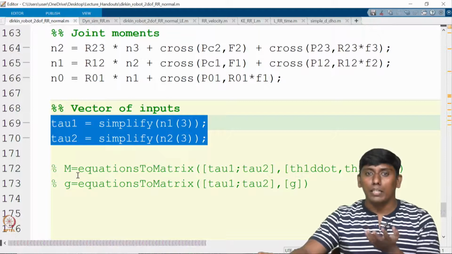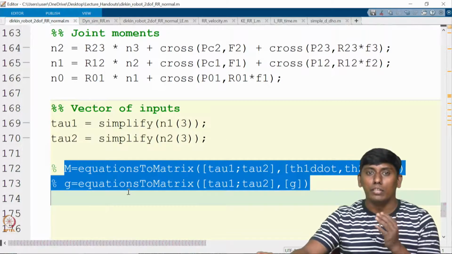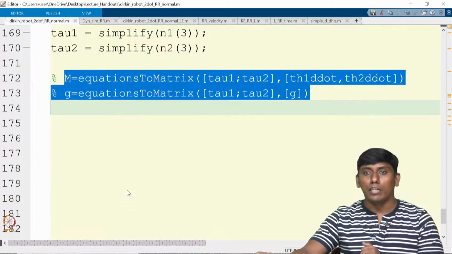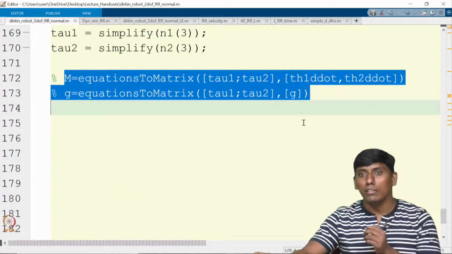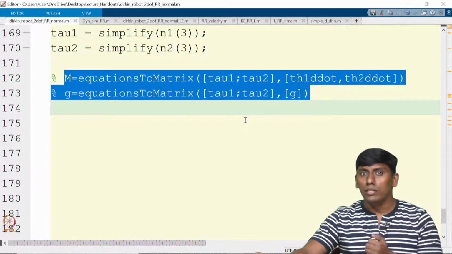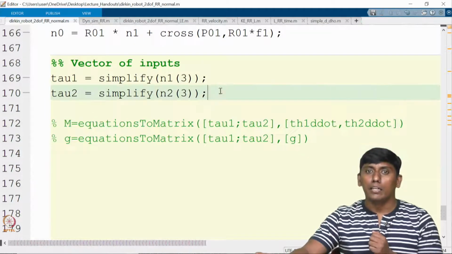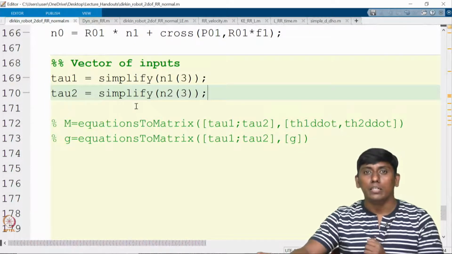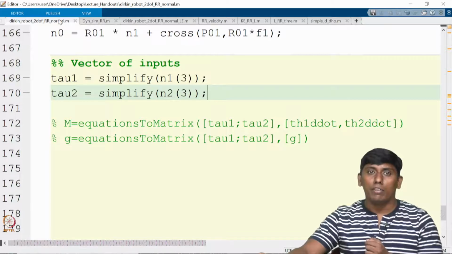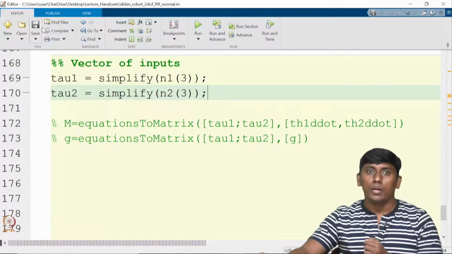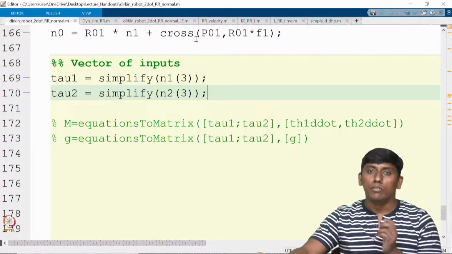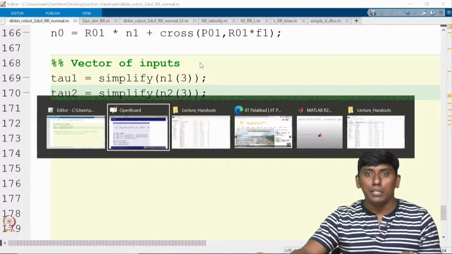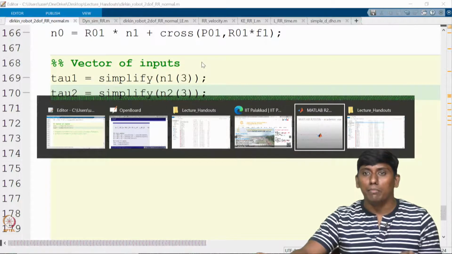Further, if you want to write it in matrix form, you can always use the command equation to matrix and then take the coefficients. These can all be done, but right now you can see we derived tau 1 and tau 2. So I will run this code. I hope there would not be any error. If we run, it gives the output in the MATLAB window.